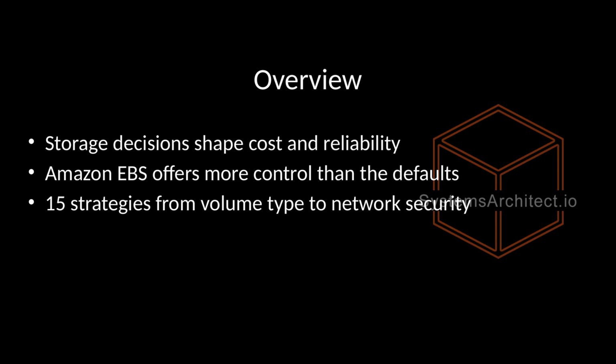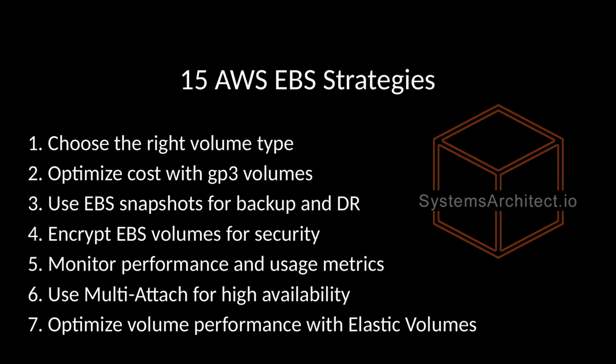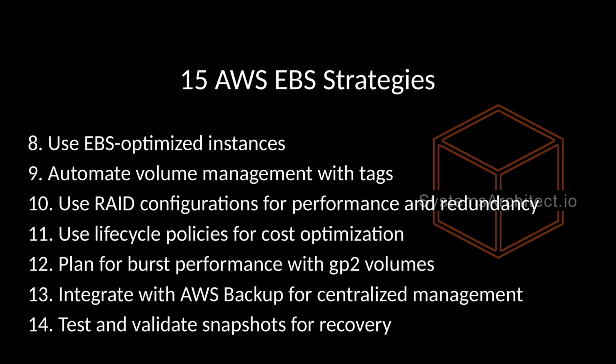15 AWS EBS strategies. 1. Choose the right volume type. 2. Optimize cost with GP3 volumes. 3. Use EBS Snapshots for backup and DR. 4. Encrypt EBS Volumes for security. 5. Monitor performance and usage metrics. 6. Use multi-attach for high availability. 7. Optimize volume performance with elastic volumes. 8. Use EBS-Optimized Instances. 9. Automate volume management with tags.